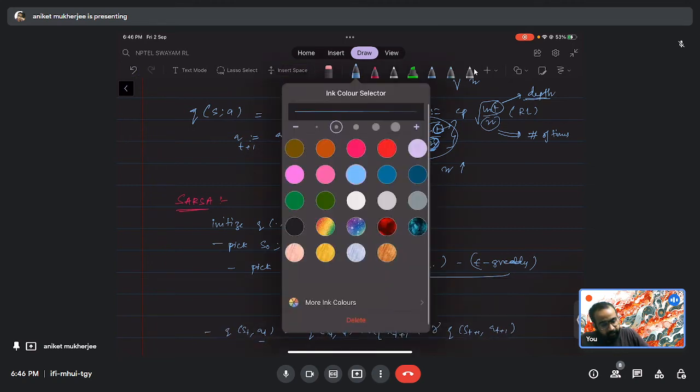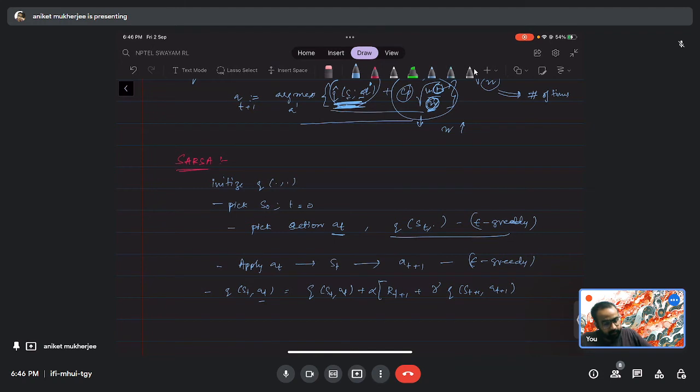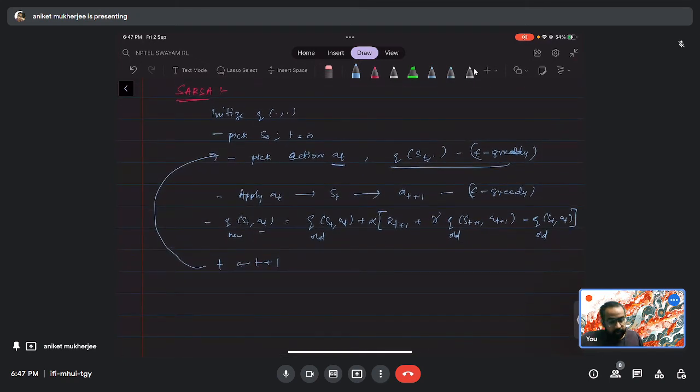Pick action A_t. After picking action A_t, apply A_t to get S_{t+1}. Then again pick A_{t+1} with epsilon-greedy. Yeah, this step is crucial. Next, update Q(S_t, A_t). Do this again. This is new, this is old. Action. Okay, so this is SARSA.